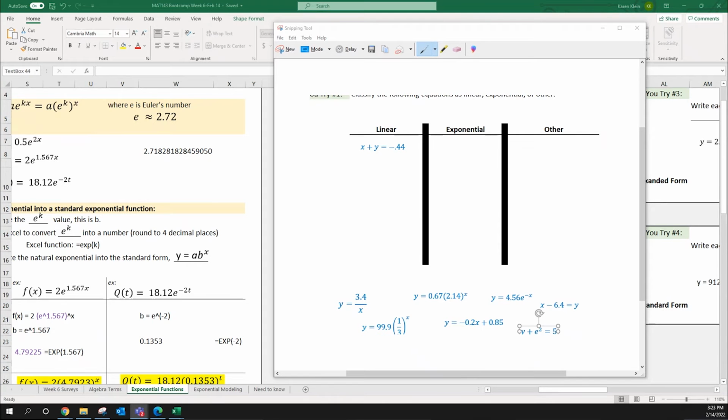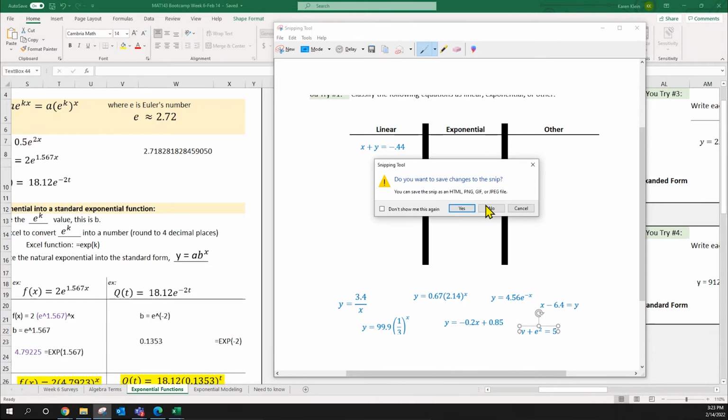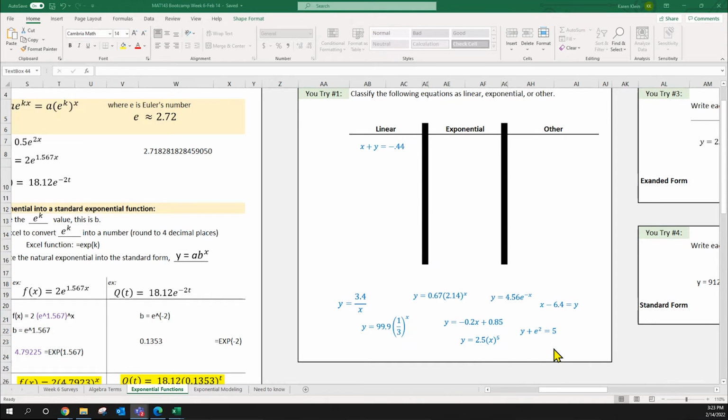Now, if you don't have Snip, you should be able to download it, or you may have another type of screen print on your computer that you can use. So I'm going to give you a minute to sort those out.